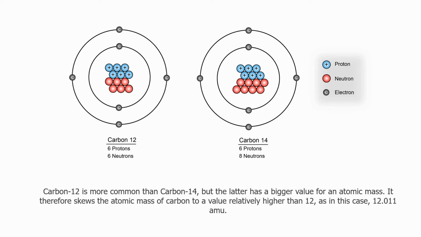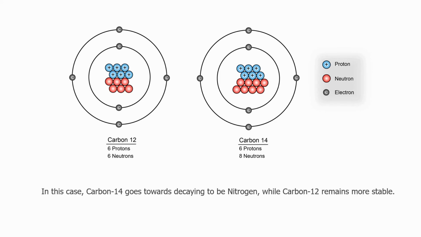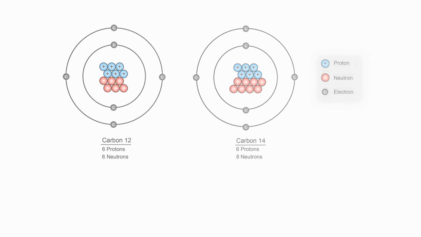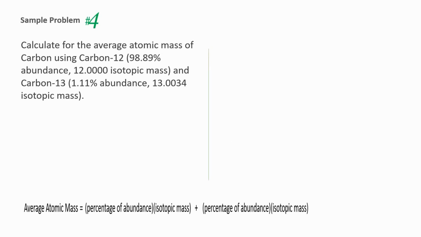Now, carbon-12 is more common than carbon-14, pero yung carbon-14 has a bigger value for atomic mass. It therefore skews, so ibig sabihin sa statistics, parang in-incline niya, yung atomic mass of carbon to a value relatively higher than 12, as in this case is going to be 12.011. Now, ano ibig sabihin nun? Since mas stable ang carbon-12, hindi madali para sa kanya mag-undergo ng nuclear processes. But carbon-14, it's easier for carbon-14 to turn into nitrogen. Ayan. So, let us have another sample problem.